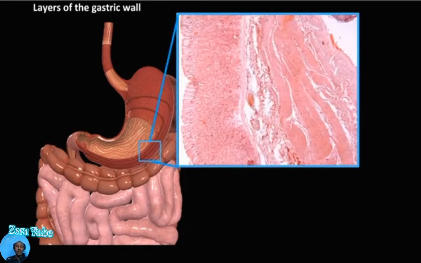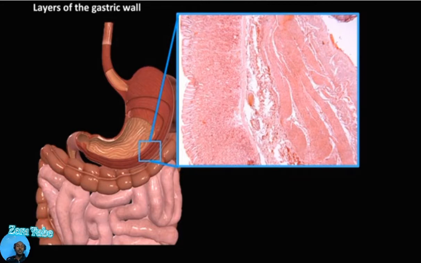So let us take some sample. For example, a sample taken from the body of the stomach differs from a sample taken from the fundus. A sample taken from the pyloric antrum or pyloric part also differs. So where are we taking the sample from now? At the body of the stomach. At the body of the stomach we can see the types of layers.